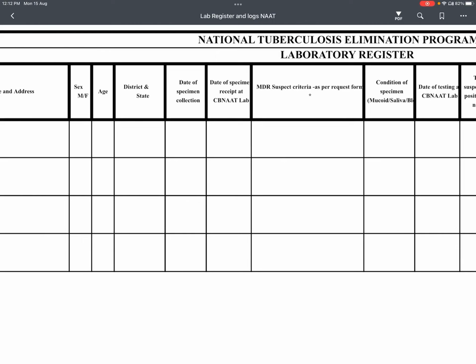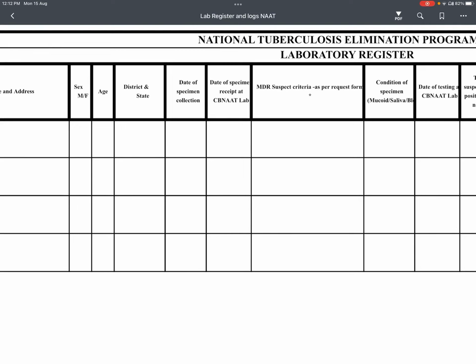MDR suspect criteria. Based upon our monthly indicators, they are broadly divided into presumptive TB, presumptive drug-resistant TB, and private referrals. Within presumptive TB criteria, you again have pediatric TB, smear negative, X-ray suggestive, contacts of DRTB, or afferent molecular. Based upon which criteria it is, you have to fill this particular area so that it will be easier for you to calculate during monthly indicator preparation.